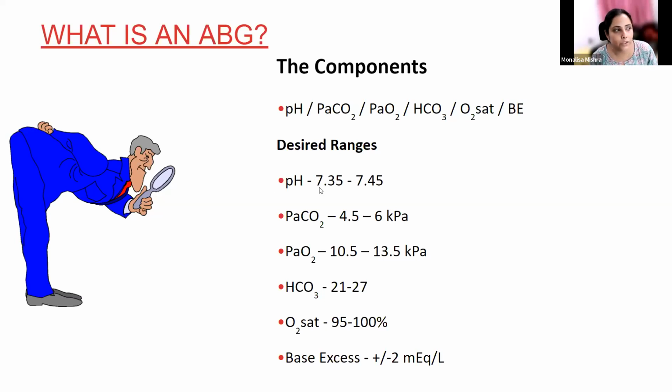So pH normal range is 7.35 to 7.45, PCO2 4.5 to 6, PO2 10.5 to 13 kilopascals. This is all given in kilopascals, but you all know the millimeters of mercury also. The PO2 will be around 70 to 100 millimeters of mercury. PCO2 will be around 35 to 45 millimeters of mercury. Bicarb is 21 to 27. Oxygen saturation is 95 to 100, and base excess is plus or minus 2. So these are the normal components of ABG.